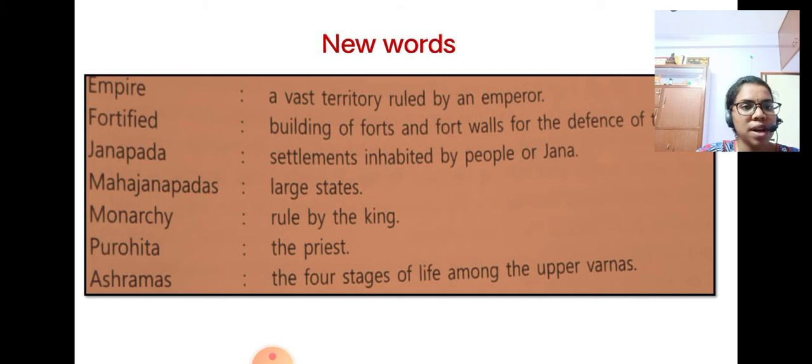Empire, a vast territory ruled by an emperor. Fortified, building of forts and fort walls for the defense of city. Janapada, settlements inhabited by people or Jana. Mahajanapadas, large states. Monarchy, rule by the king. Purohita, the priest. Ashramas, the four stages of life among the upper Varnas.